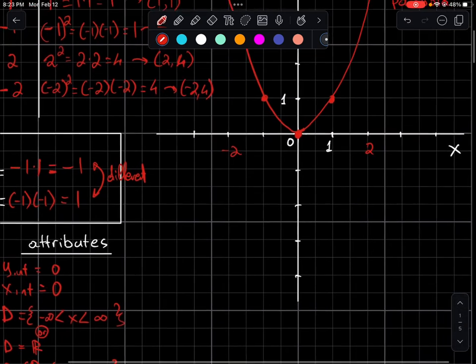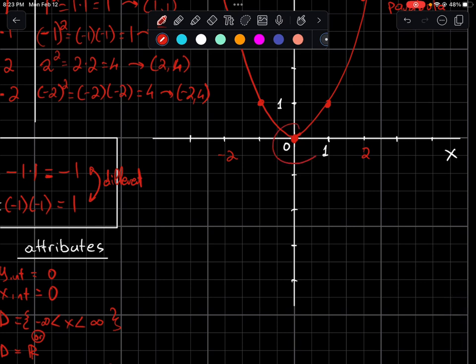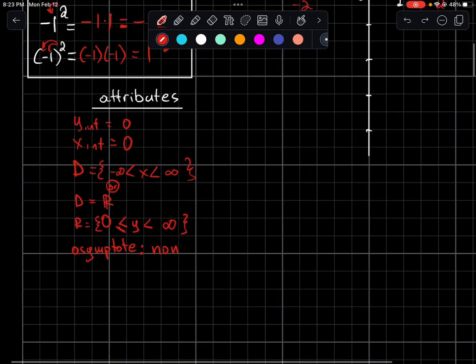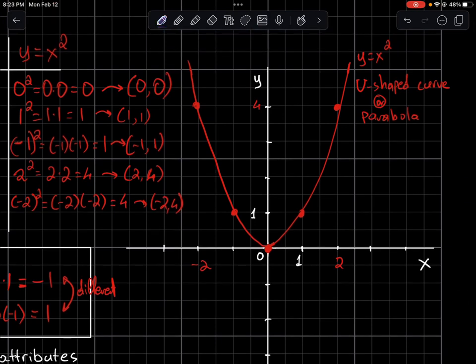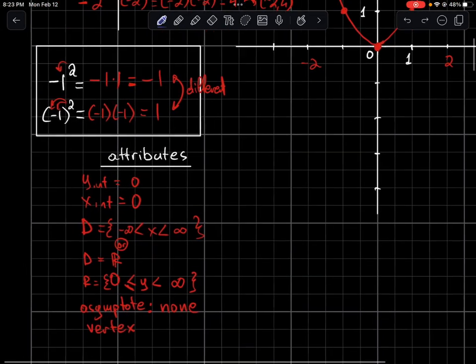Okay, there is another new concept though. It's this point over here. That point over here is called a vertex. That point is in a sense the turning point of the parabola. On one side, for example, it goes down, it reaches that point and turns back up. It's the peak of the parabola.